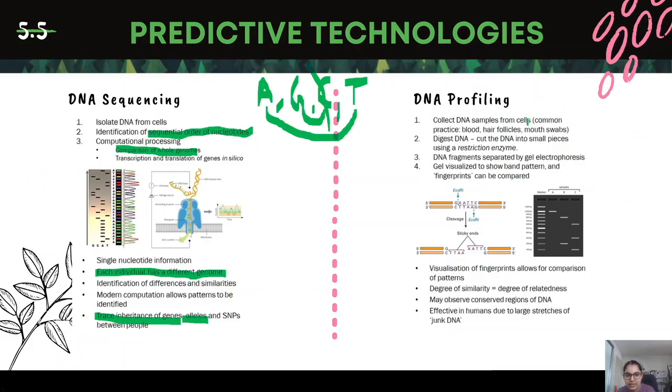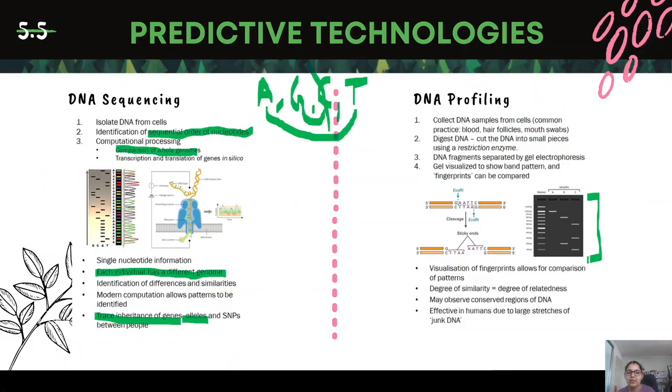Now DNA profiling. We collect DNA samples from the cells. We then digest it, so we cut the DNA into small pieces. We use something called a restriction enzyme to cut it at specific places. And then we do a PCR, a polymerase chain reaction, and we get lots and lots of copies of the DNA. And then we put it into gel electrophoresis.